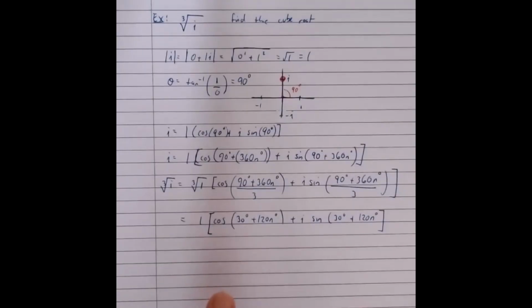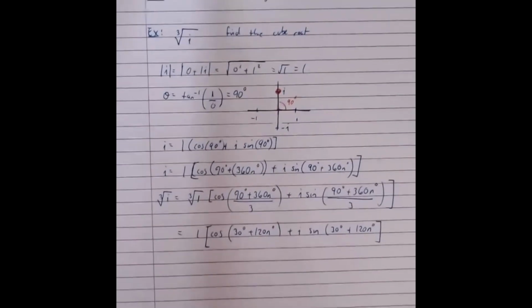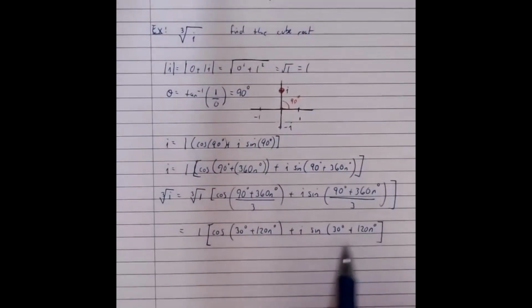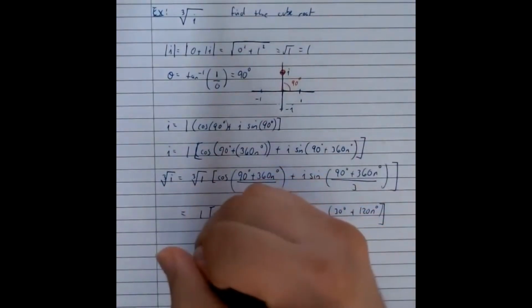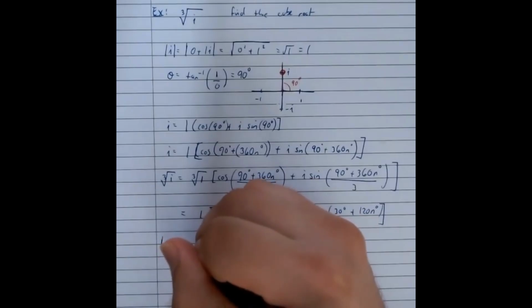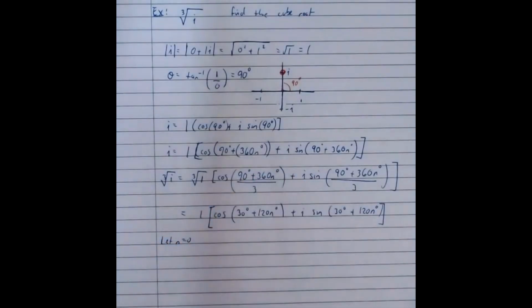Well, but which one? What do you mean, which one? Here, you never told us what n is. So should I have n equal to 0, 1, 2, 3, 4, 5? Which one do I use? Well, I don't know. Let's try a few of them out and see what happens. Let's let n equal 0.